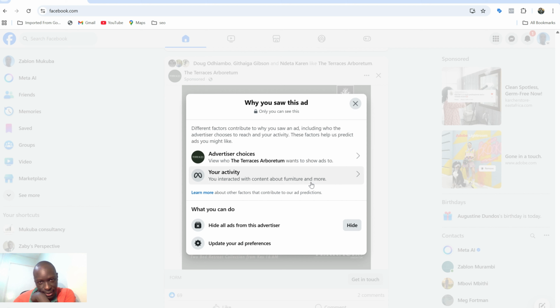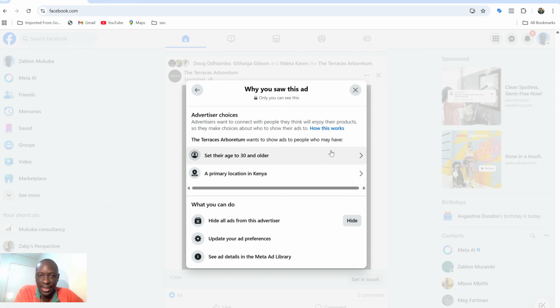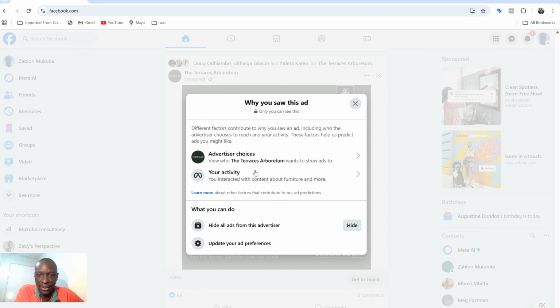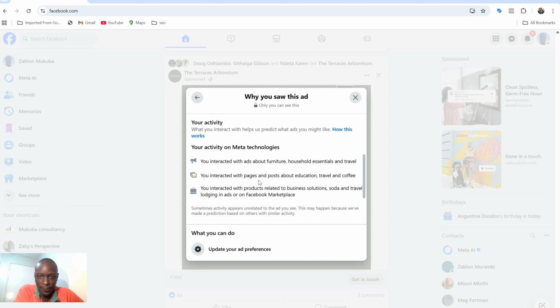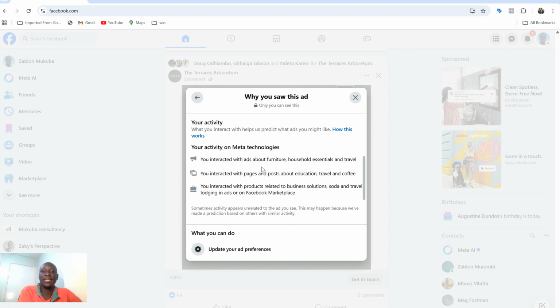So my activity is maybe I interacted with this content and furniture. Let's go to the advertiser choices. So I'm seeing this ad because I am 30 years and older. My primary location is Kenya. I am also seeing this ad because I interacted with ads about furniture, household essentials, and travel. I interact with posts about education, travel, and coffee.